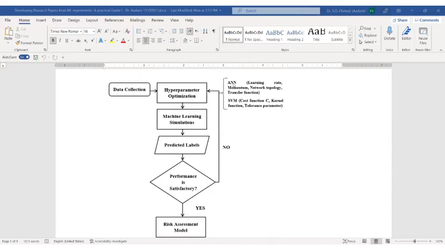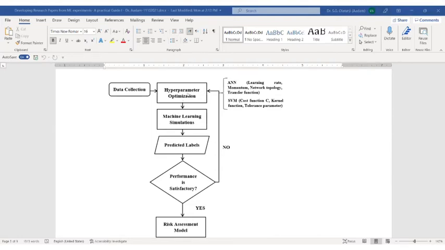So telling us, okay, I'm using ANN. And here also, you're telling us the parameters you are optimizing: the learning rate, the momentum, the network topology, the transfer function. These are the parameters being optimized for ANN.